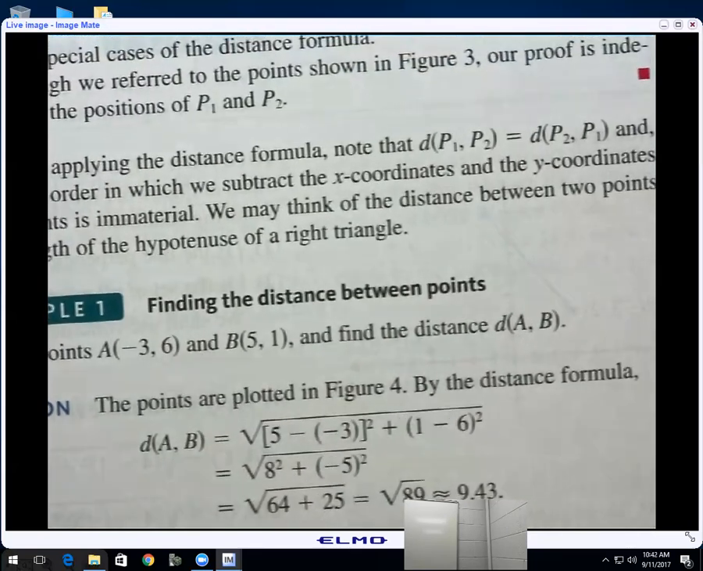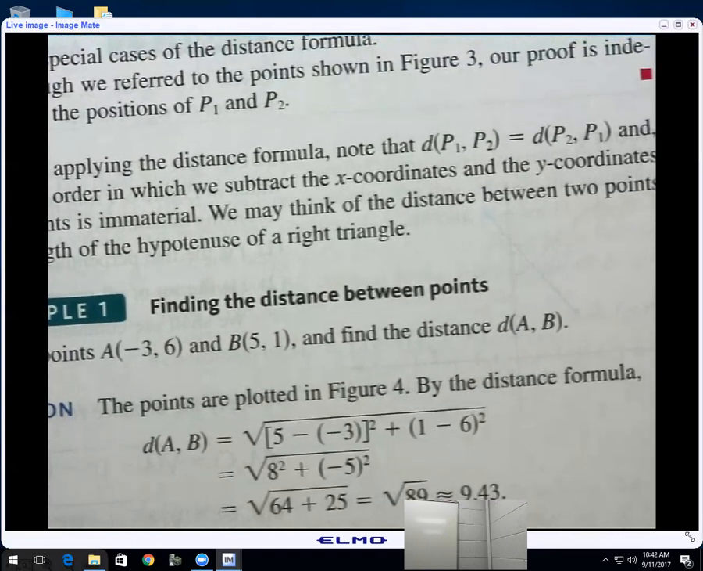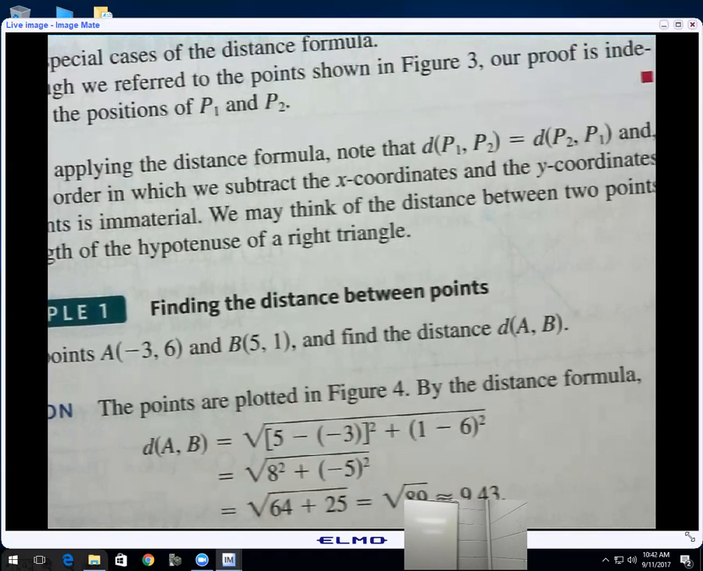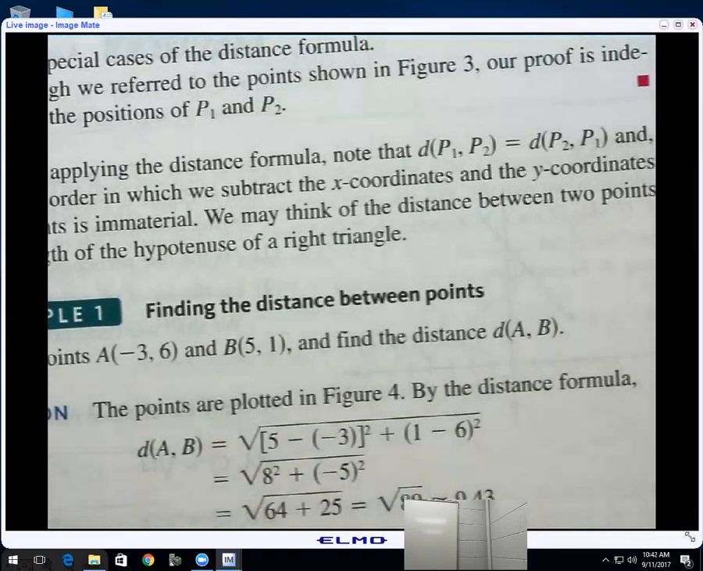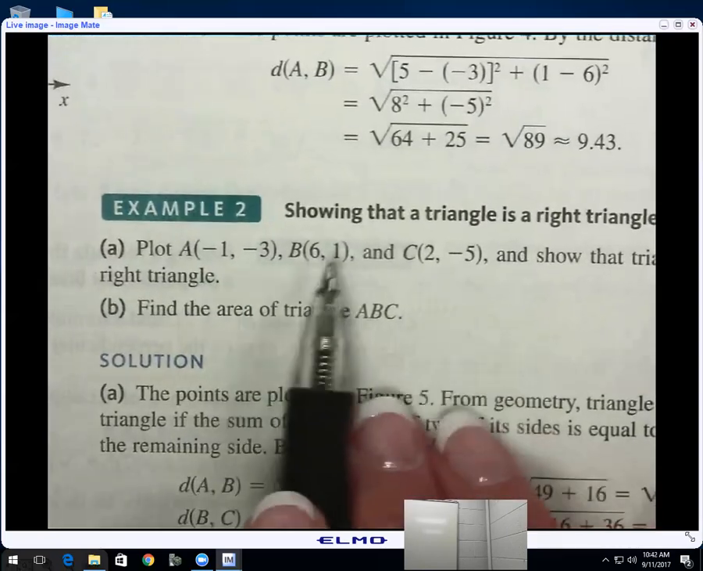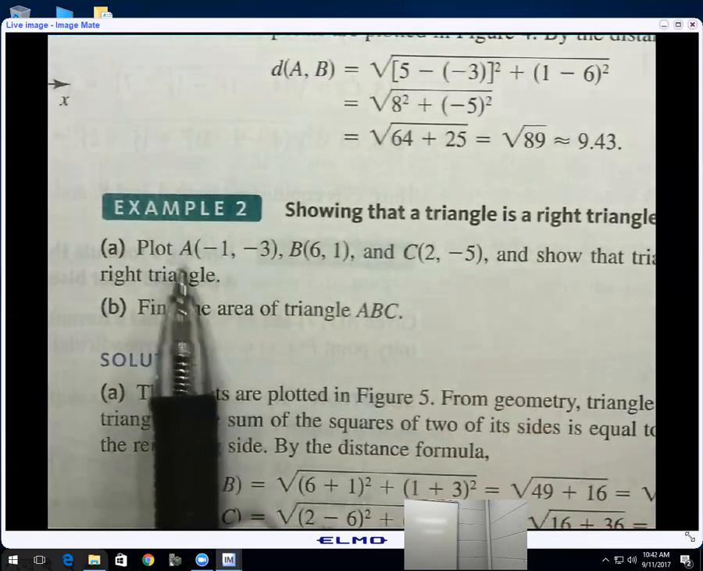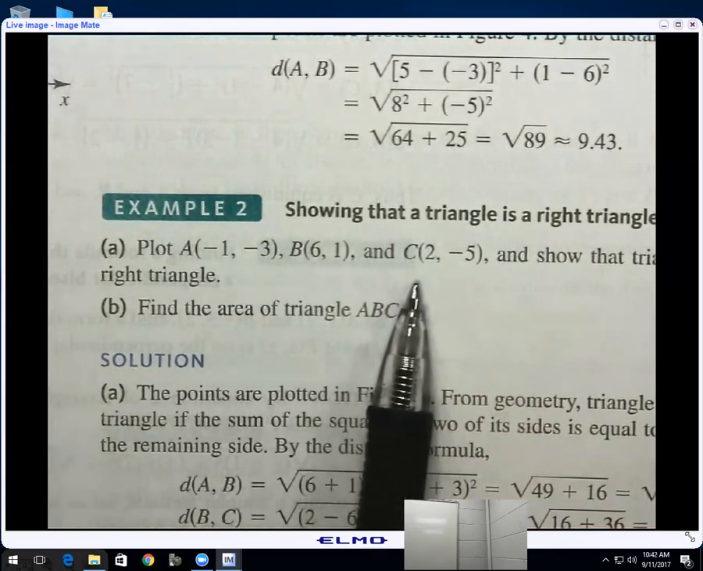If I ask for the exact answer, that's it. If I ask for a decimal approximation rounded to 2 decimal places, it's 9.43. All right. Example 2 is just like the example that we're about to do. So you'll have 2 good examples of this when you start these homework problems. But this says show that the triangle ABC is a right triangle.